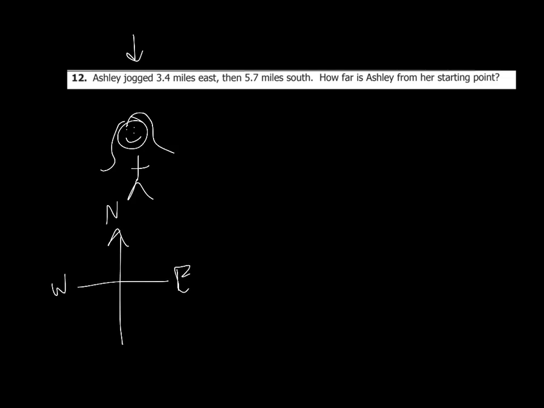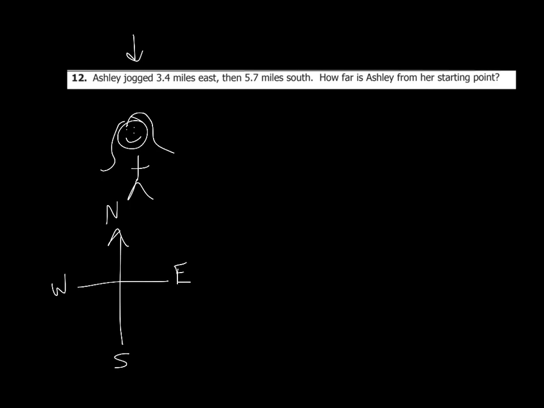Okay, so now we got Ashley. So here's Ashley. She's very happy, and she's got the white hair, and she's also a stick figure. And what's Ashley doing? She's jogging east, south, west. So let's see here. Let's get a compass. Here's our north, here's our east, here's our west, and here's our south.